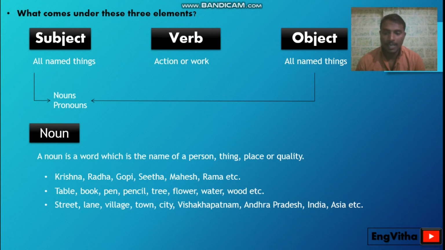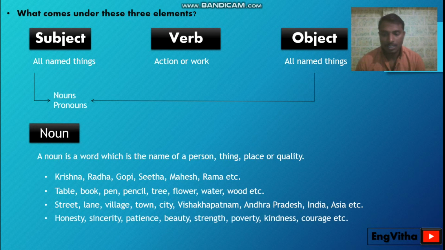And street, lane, village, town, city, Visakhapatnam, Andhra Pradesh, India, Asia, these also can be called nouns because they too have names. And honesty, sincerity, patience, beauty, strength, poverty, kindness and courage and so on, these are all qualities, but they have names, so these words also can be called nouns. So in the next slide we would see nouns are of two types.